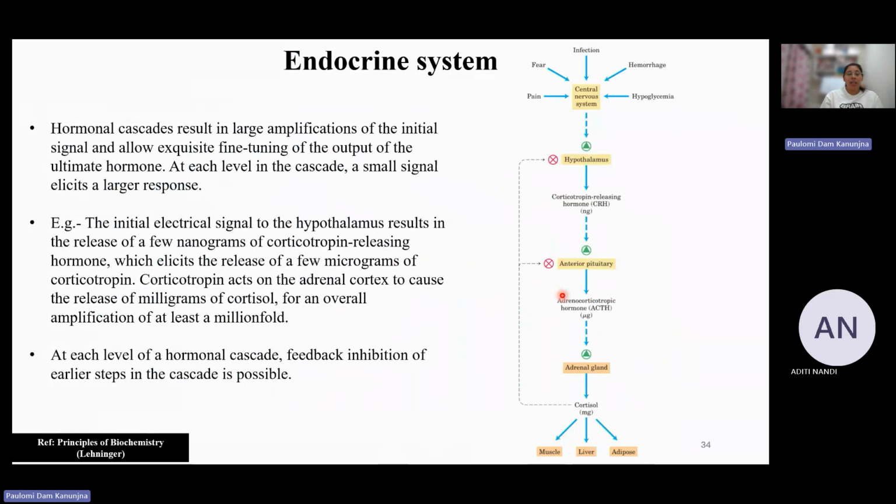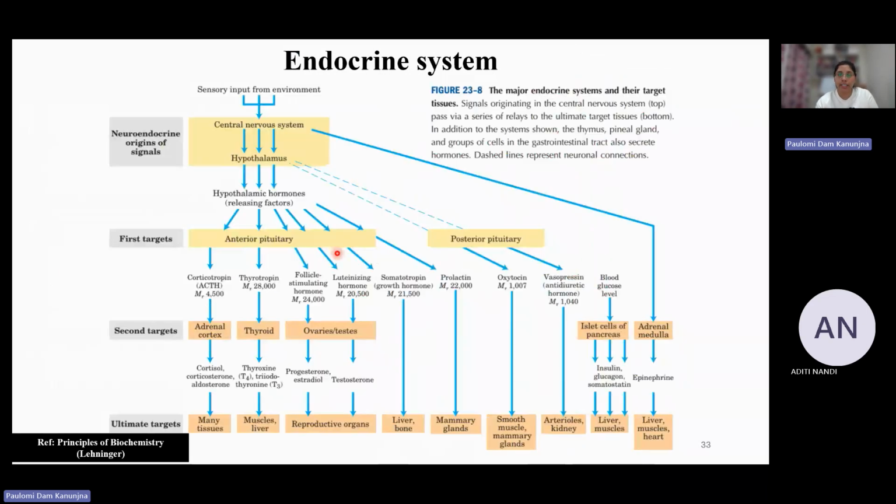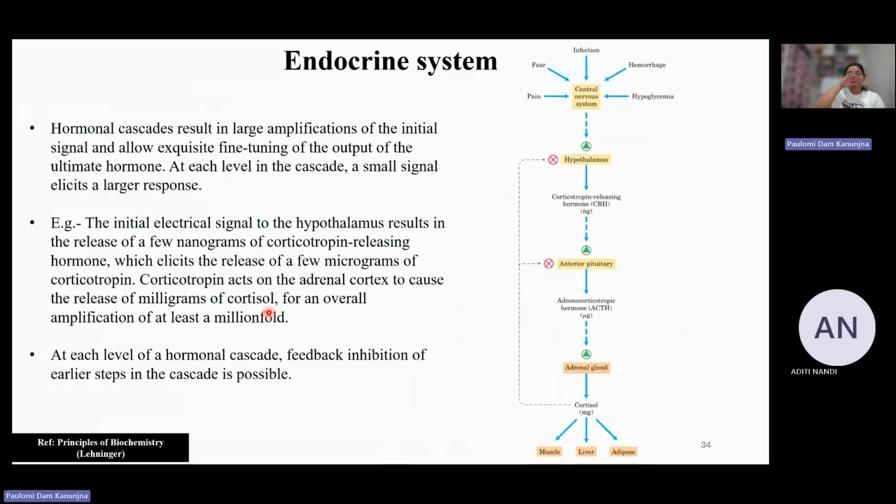So basically, in the endocrine system you have hormonal cascades, as we have just seen. At every step that we have just moved through, you will see that they are all enhancing the signal. Be it corticotropin, be it this step, be it this step, all these steps are enhancing the signal. That's because they're targeting different kinds of substrates, or reaching different kinds of targets. So your signal level is increased, and that's how the endocrine system functions.